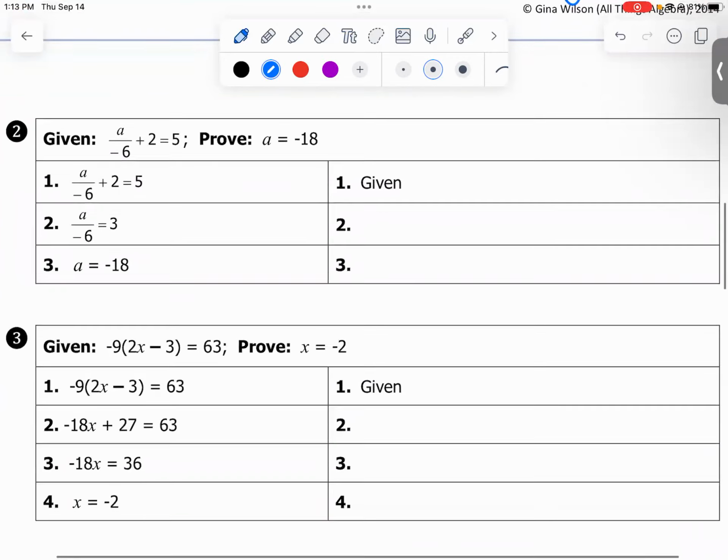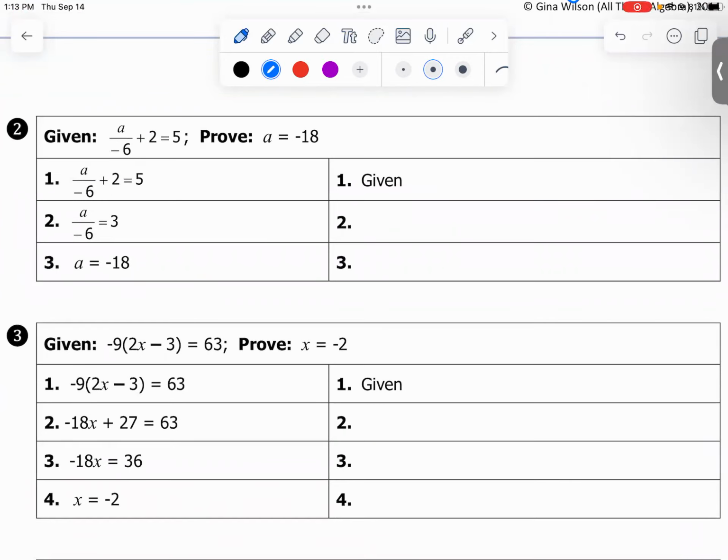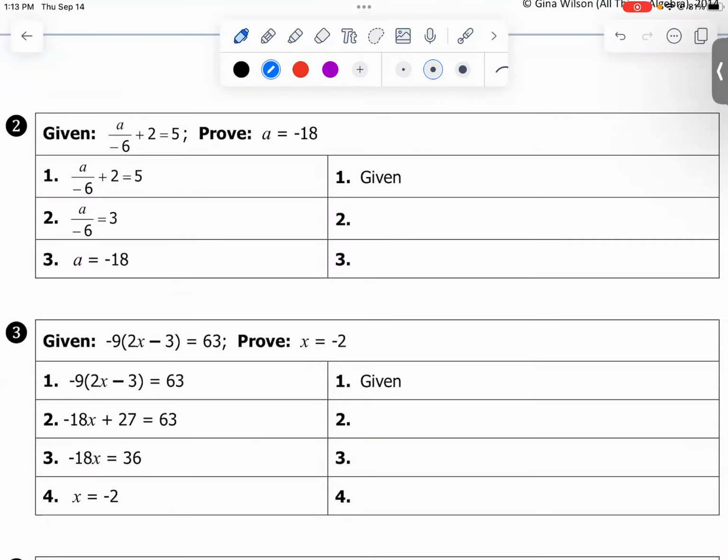Okay, so you notice in number 2, our given information is this right here. So that's what we start with, and our reason is given. We want to end with whatever we're trying to prove. I'm going to give you 30 seconds, either by yourself or with your elbow partner, to fill out the reason for the second and third step.